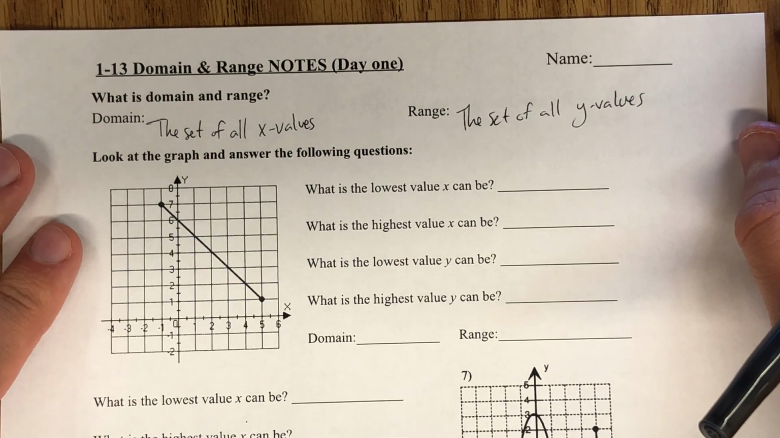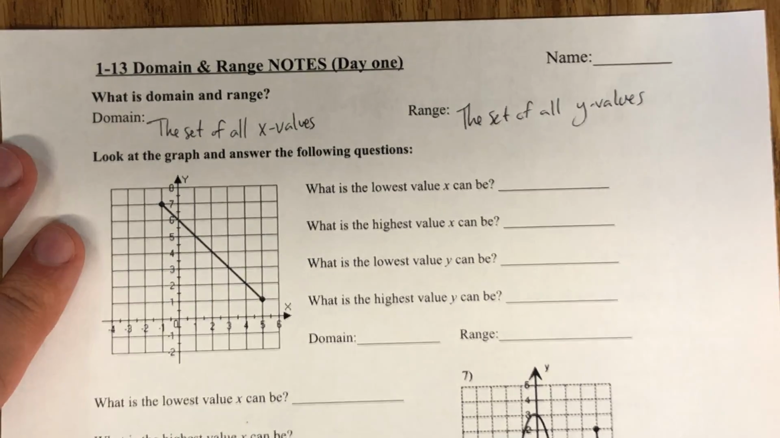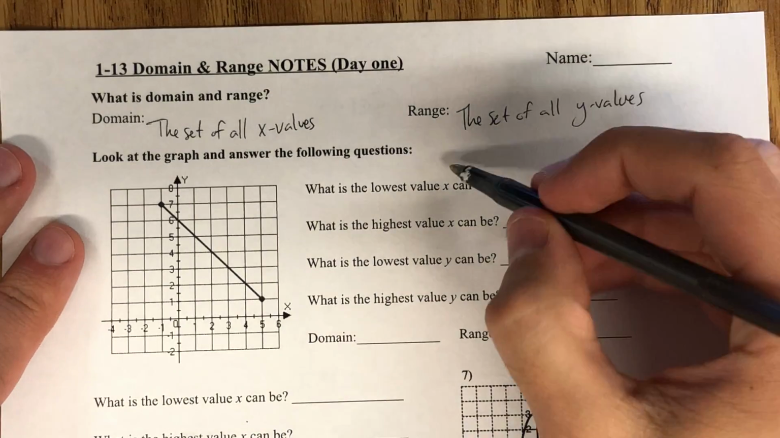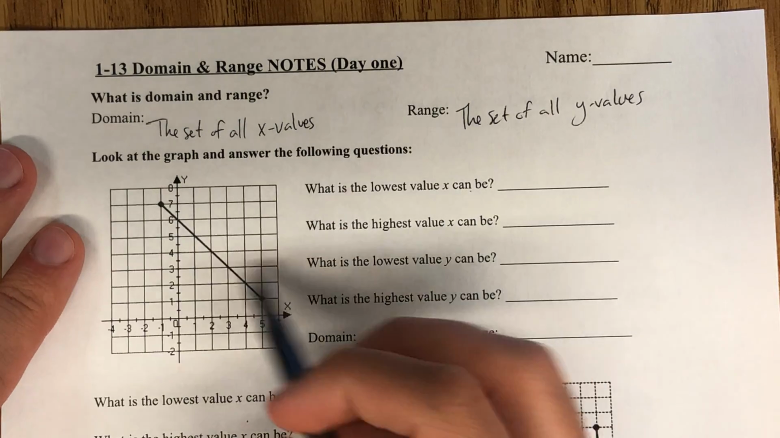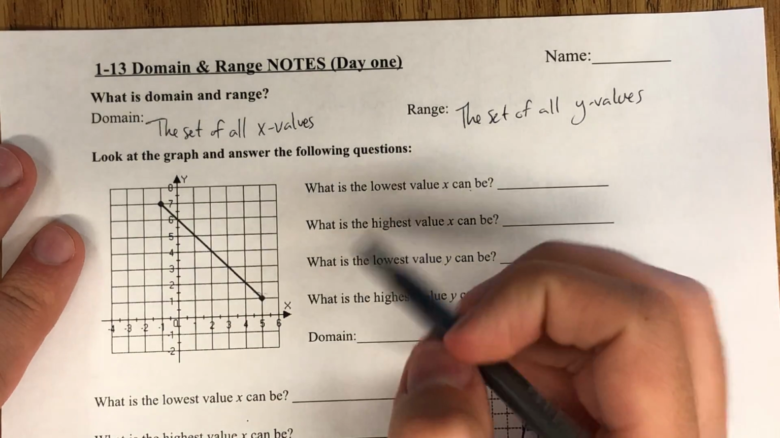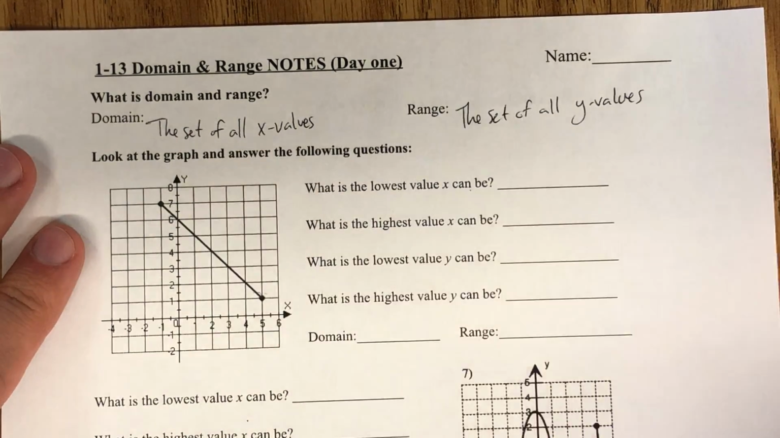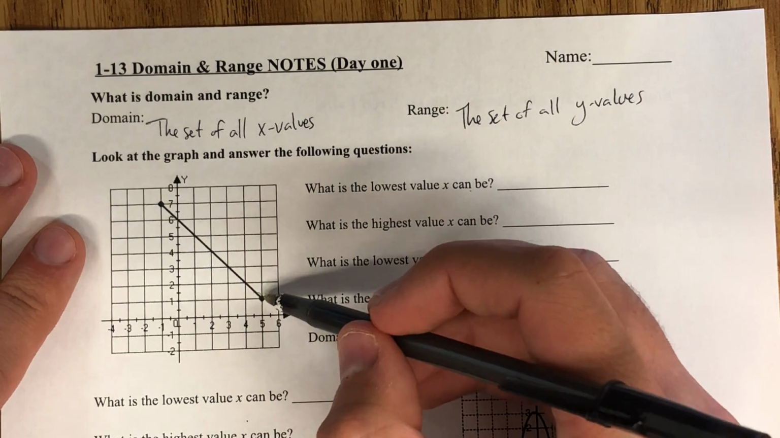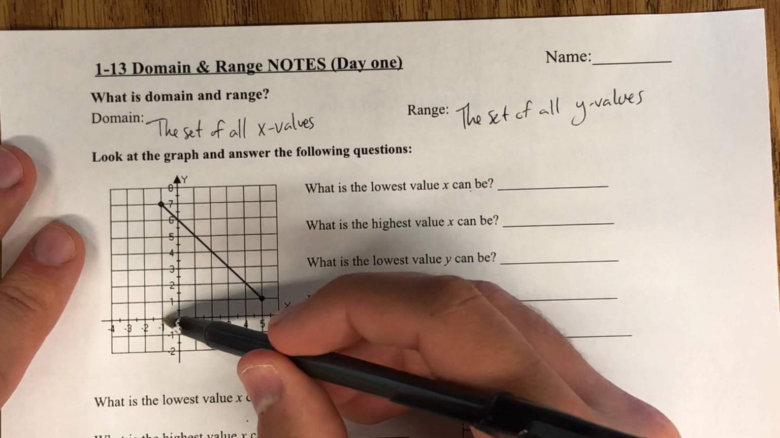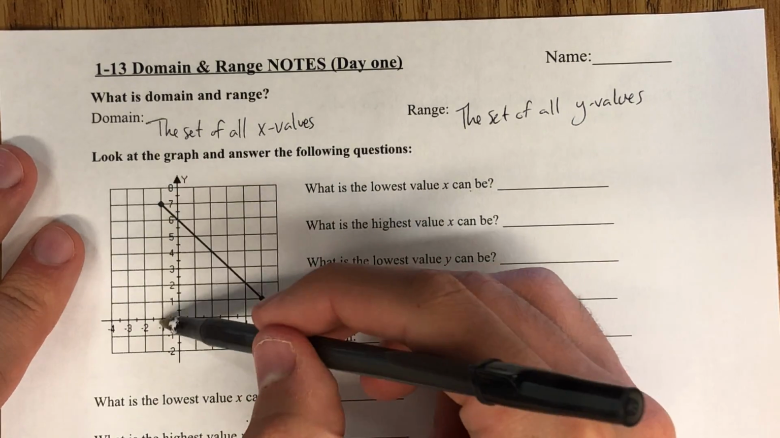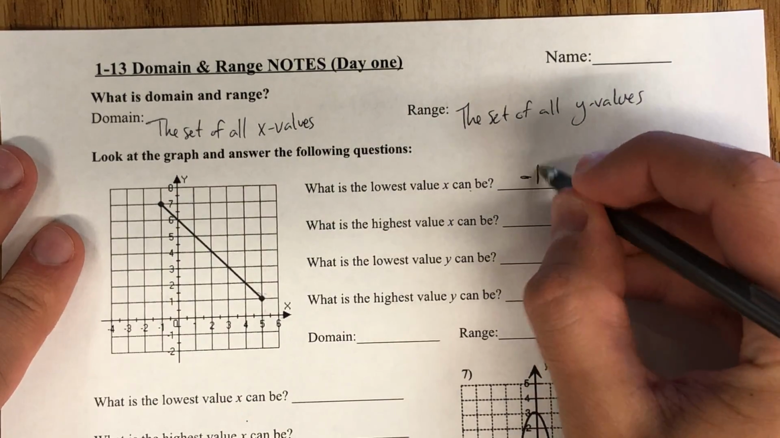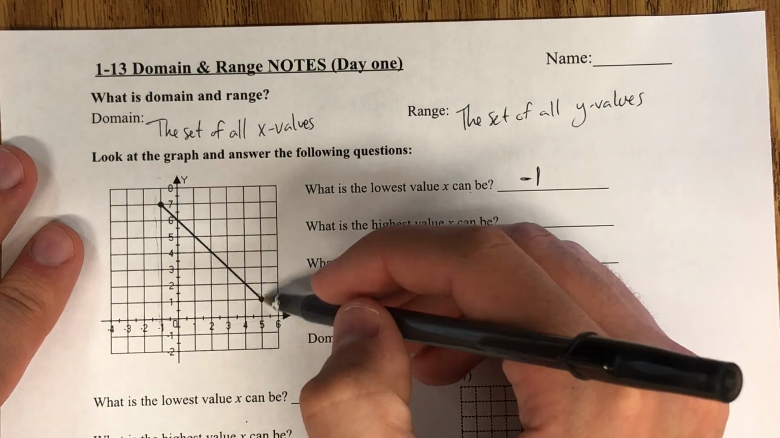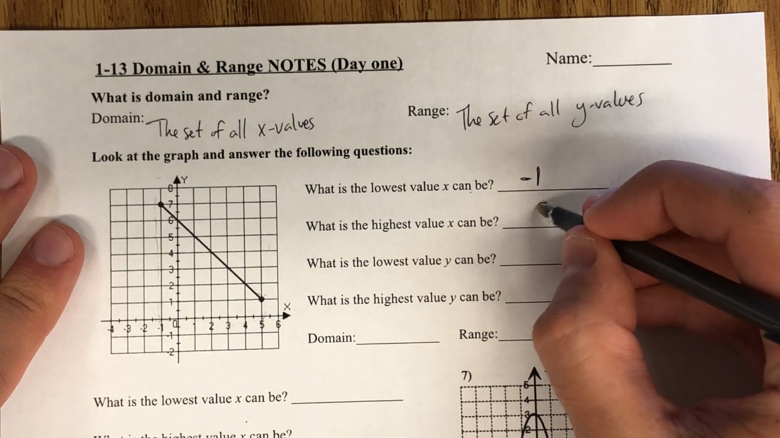Part of the way we can do that is by looking at lowest and highest values. So what is the lowest value x can be? For this graph here, and it is a function because it would pass the vertical line test, on the x-axis we go all the way down to -1. So -1 will be our lowest x value. Our highest x value here would be at 5.